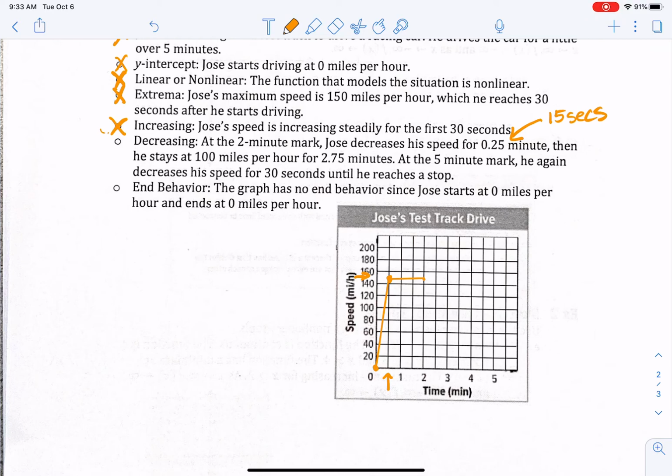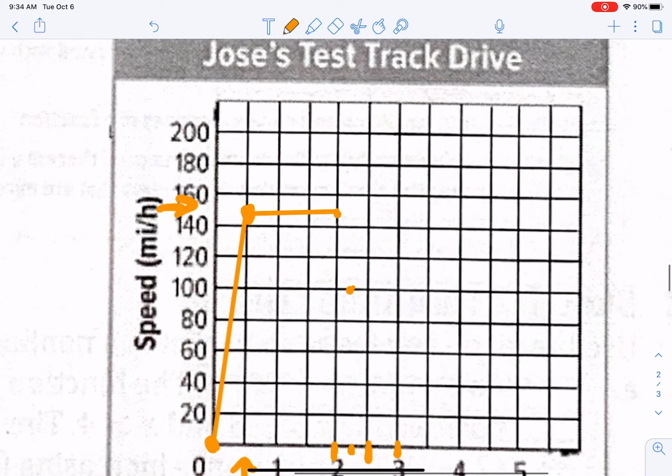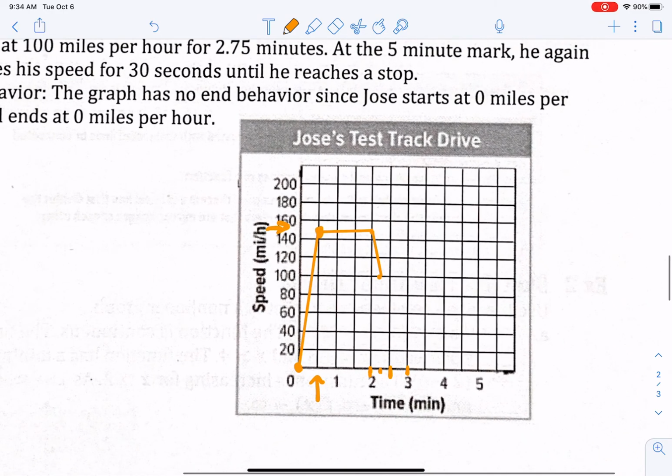So 15 seconds. The 2-minute mark is where I'm at right now. The 3-minute mark is here. This would be 2 minutes and 30 seconds. 2 minutes and 15 seconds would be right here. It's like halfway through, and I am down at 100. Okay, so 15 seconds is just half of a block, and I'm going from here down there in 15 seconds.